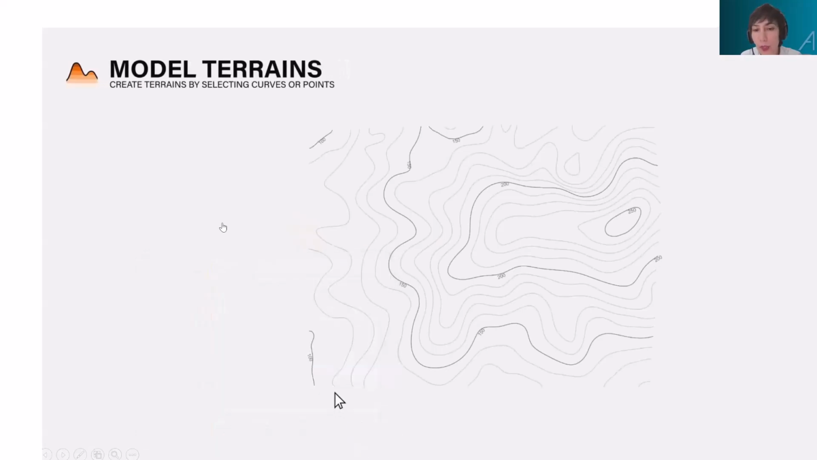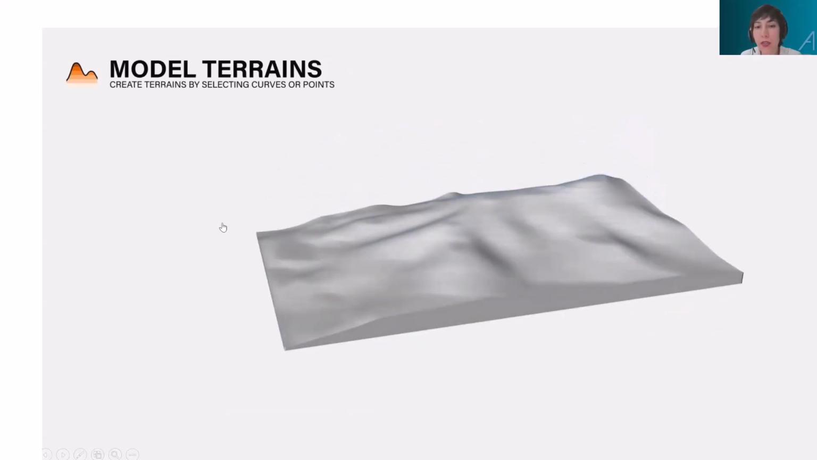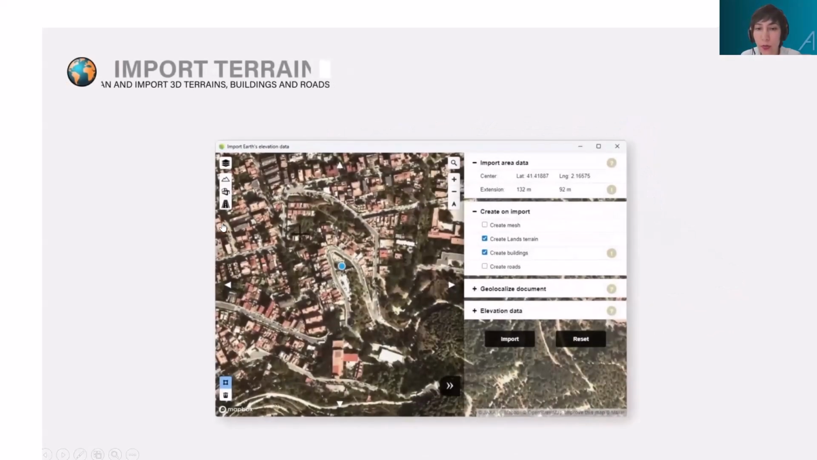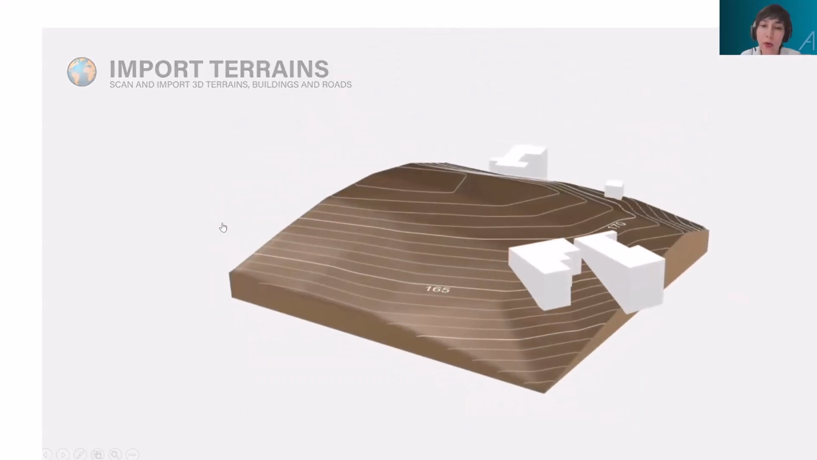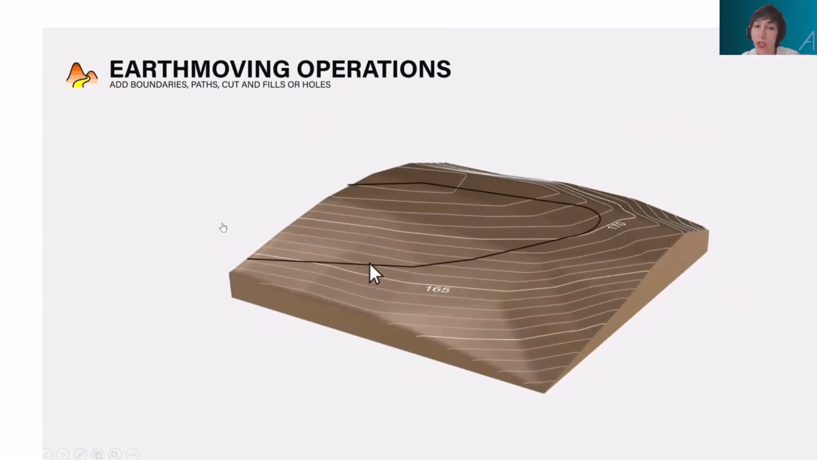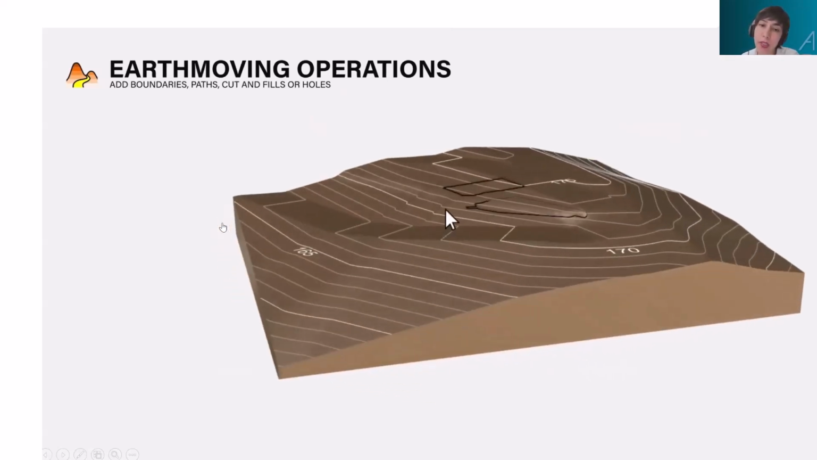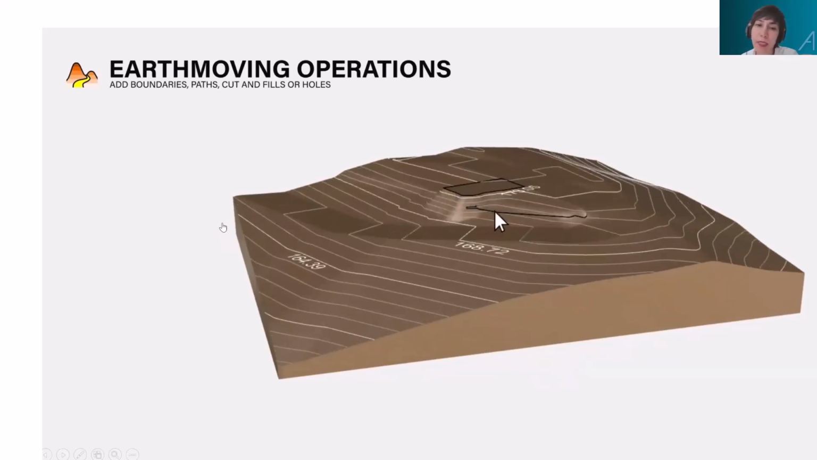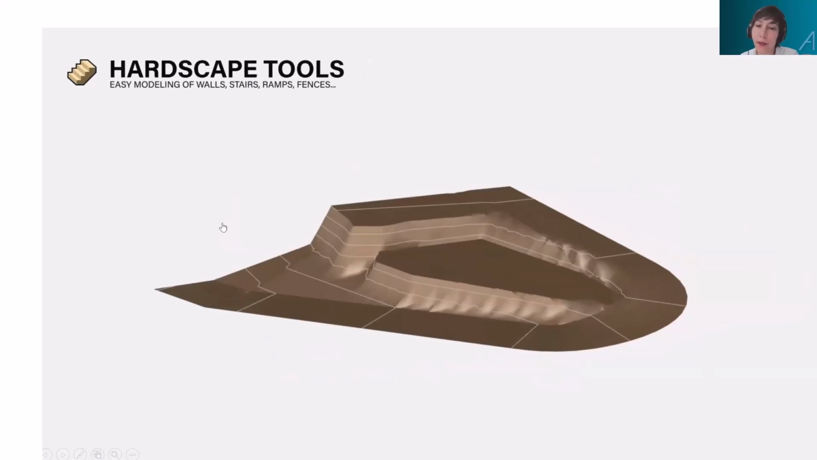If we have topographic contours, we can elevate them with a specific command and generate a terrain by using those elevated curves. Alternatively, we can import a terrain by indicating the location of the project on the map. Once the terrain is generated, we apply different operations like cut and fills, create a path, and so on. We can create a boundary of the terrain.